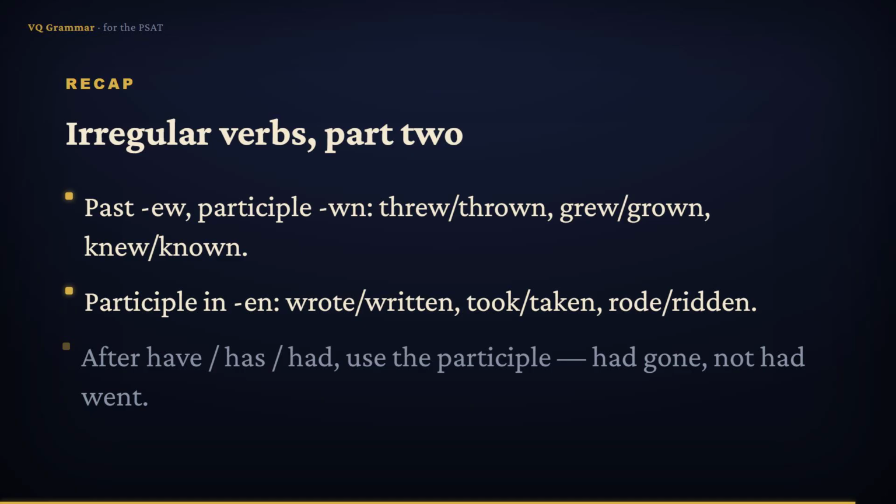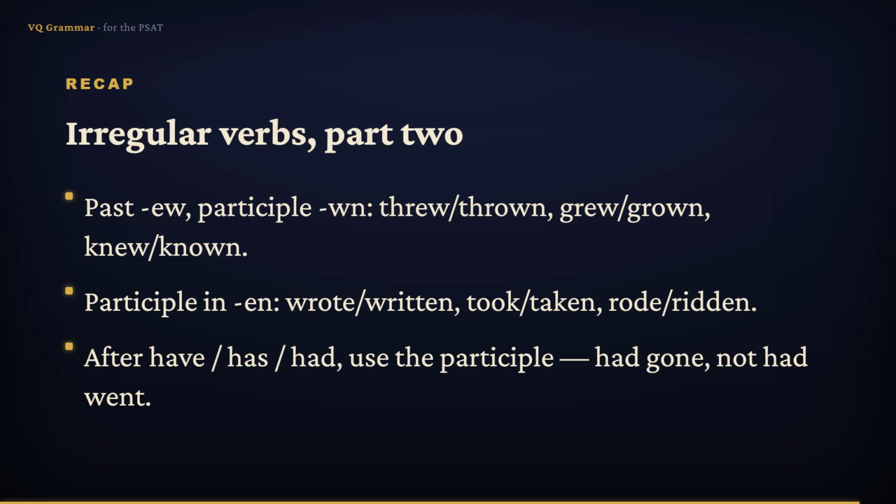But the rule that matters most is this. After a helping verb, have, has, or had, always use the past participle. It's had gone, never had went. When in doubt, find the helper, then use the have form. Great work!